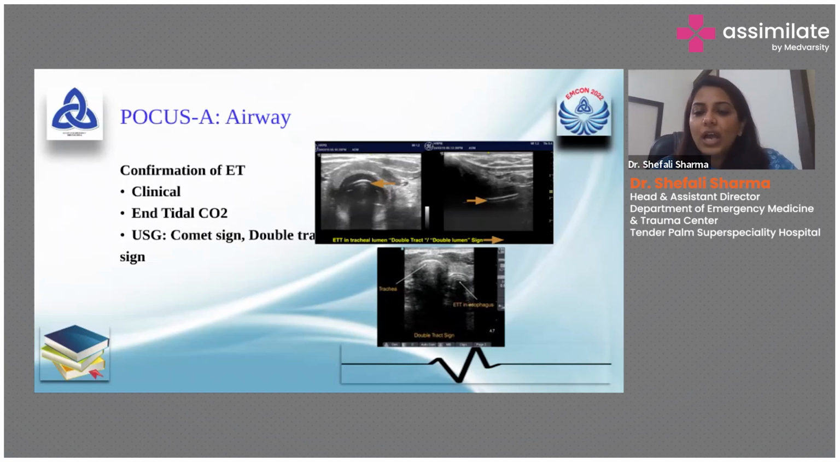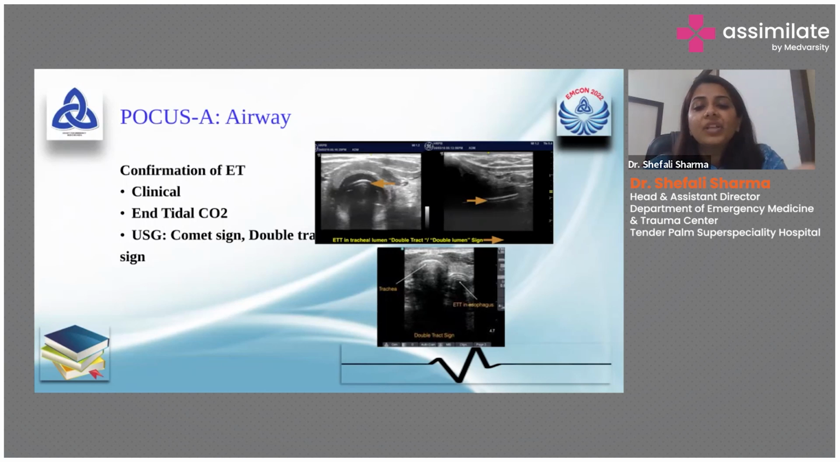But if you also have the ultrasound available with you, then you can just put the probe vertically onto the neck of the patient, and you can see what is shown in the picture. That is, in ultrasound you will get a comet sign or the double track sign. The first image which you can see is when the ET tube is in the tracheal lumen. So you will see a track, and that is called the double track sign.